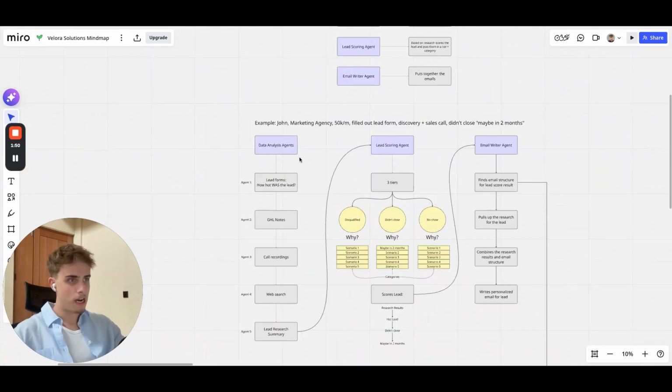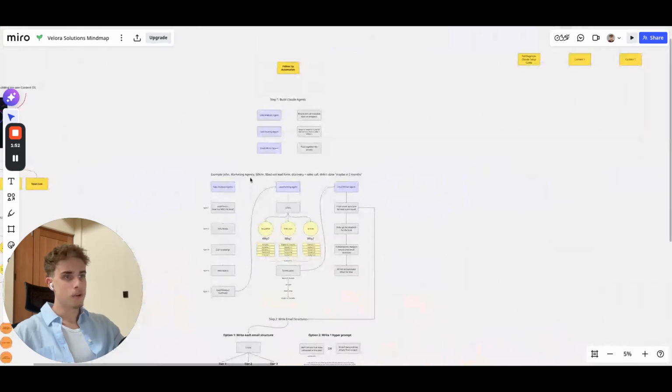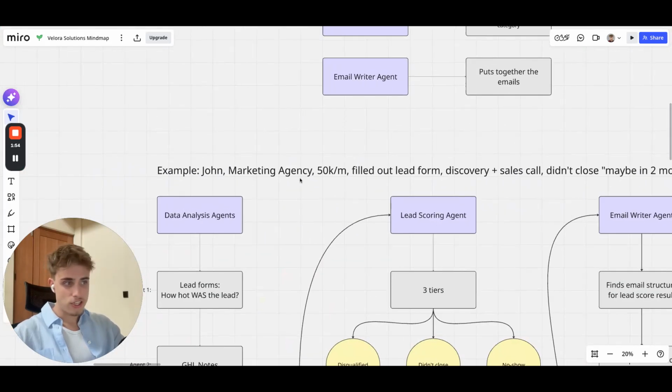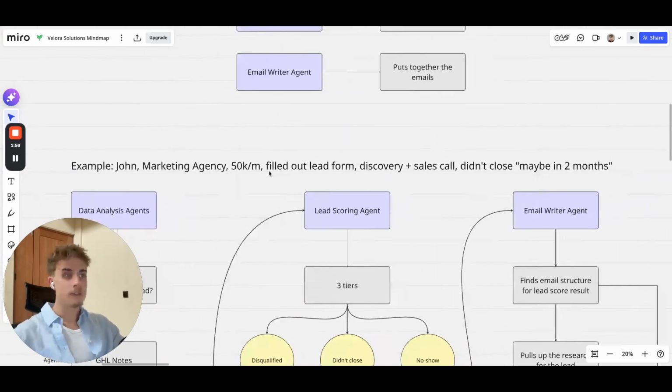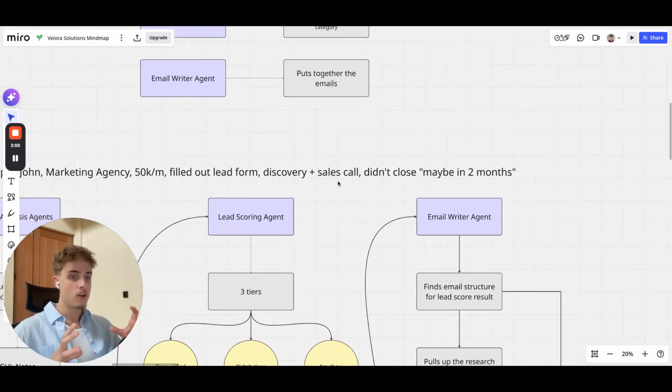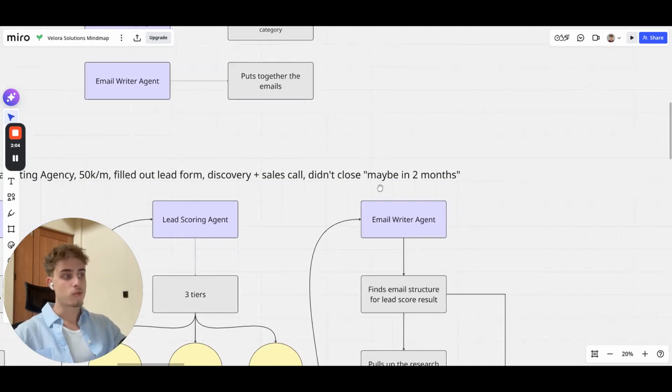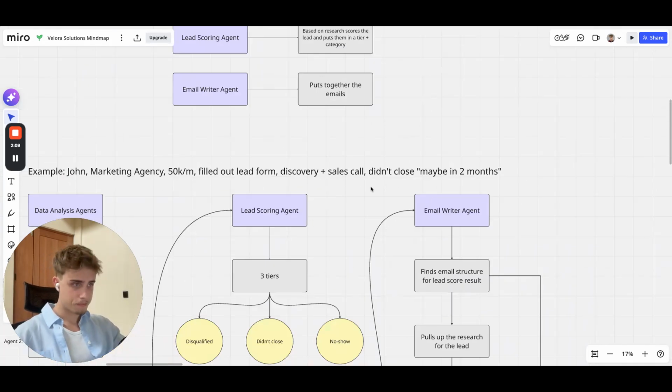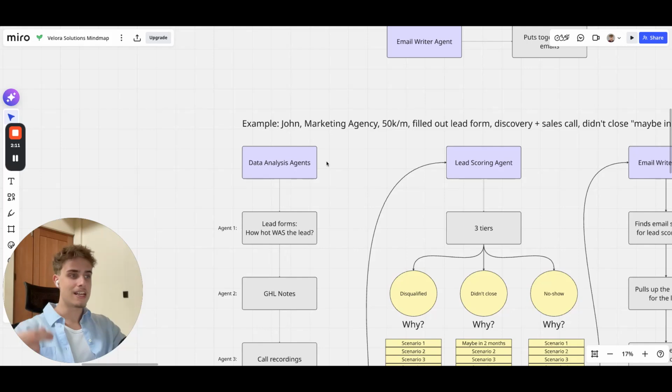So here's the actual pipeline. The example is going to be John, who has a marketing agency and makes $50K a month. He filled out a lead form. He booked a discovery call and the sales call as well. So you have all the transcripts, all the call recordings, and he didn't close because his objection was that maybe he wants to buy in 2 months. That's our client. So the first thing, the data analysis agent.